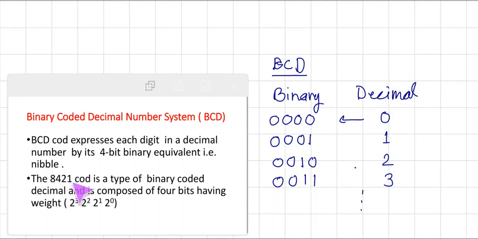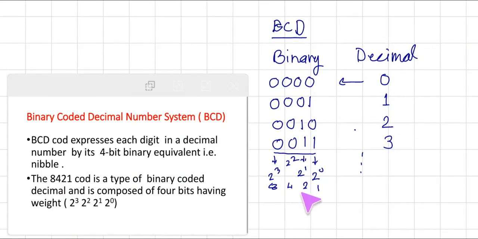It is 8421 because we know that if we take these 4 digits, its weight is 2 raised to 0, its weight is 2 raised to 1, 2 raised to 2 and 2 raised to 3. That means 2 raised to 0 is 1, 2 raised to 1 is 2, 2 raised to 2 is 4 and this is 8. So the 8421 code is a type of binary coded decimal and is composed of 4 bits having weights which we saw.